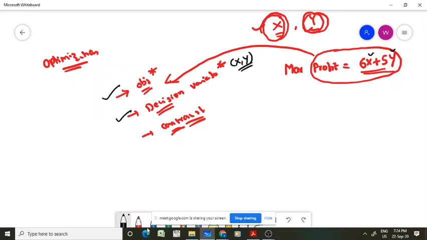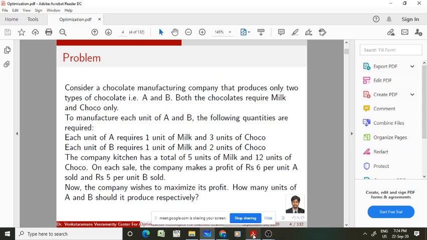Now we are discussing the constraints, right? So how do we get the constraints? See the problem here. Suppose if you want to manufacture 1 unit of A, it requires 1 unit of milk, and if you want to manufacture 1 unit of B, it requires 1 unit of milk, right? Now tell me, if the company is trying to manufacture X number of A chocolates and Y number of B chocolates, then what is the total number of milk units required?